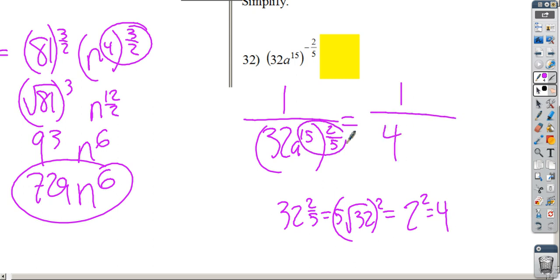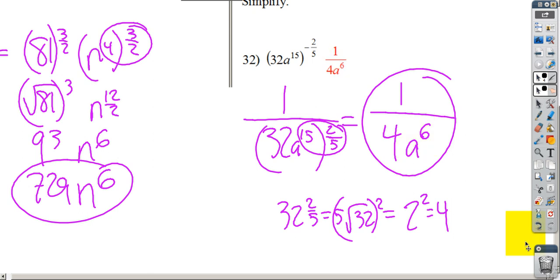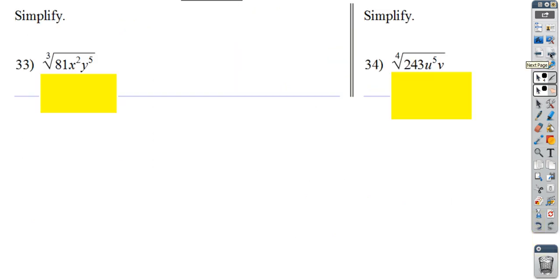And then if we multiply those, 15 times 2 is 30. 30 divided by 5 is 6. So that's a to the 6th. 1 over 4 times a to the 6th. Alright, this one right here is actually similar to what we're doing in section 6.4. Very similar, if not identical.